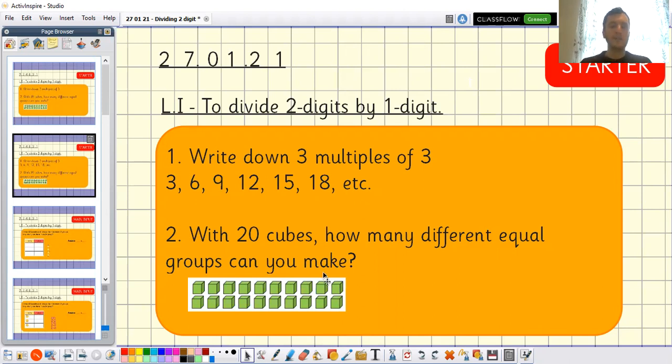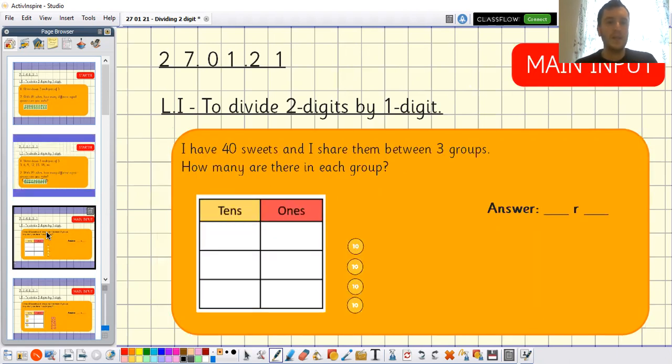With 20 cubes, how many different equal groups can you make? I'm just going to give you one. We could make groups of 10. I've circled one group of 10, and you can see the other group of 10 uncircled just below. I wonder if you had that one, or maybe you had some different. There are quite a few possible answers for that question.